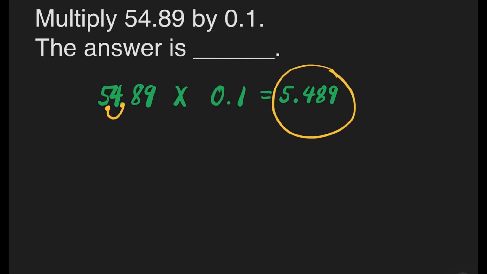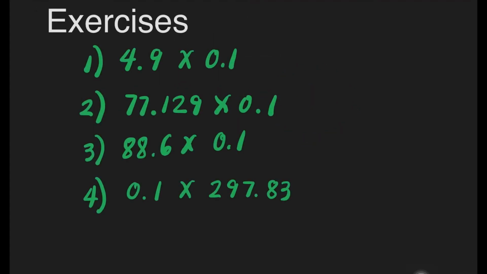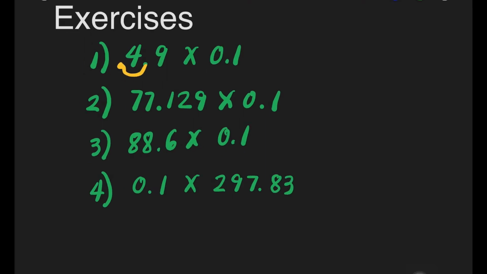So that's so easy. Let's apply what we have learned in multiplying decimals with 1/10th. All we need to do is move one decimal place to the left. Let's take note of that. This is going to be easy for sure. You can answer all these four numbers in less than a minute. For number one, what will be the answer? We move the decimal point to the left, so the answer will be 0.49. We're done with number one.